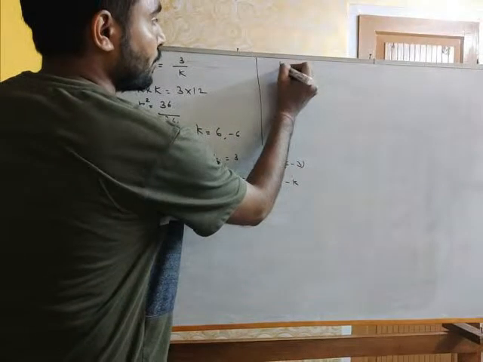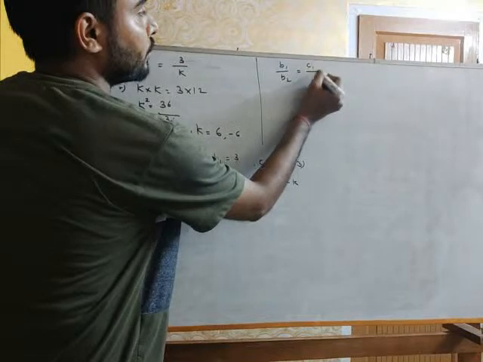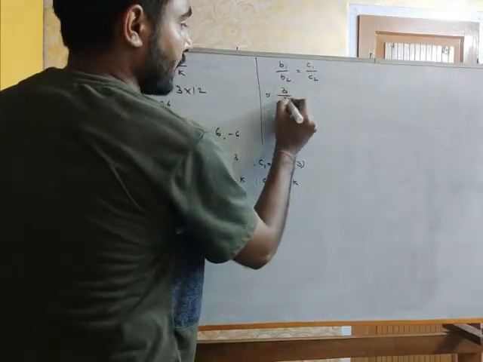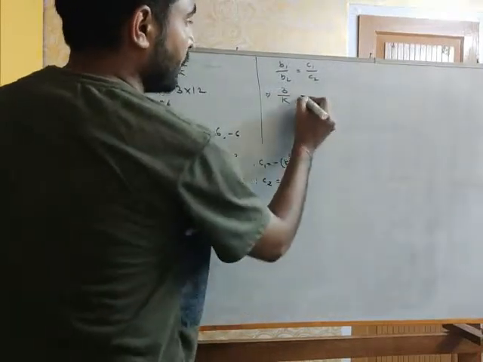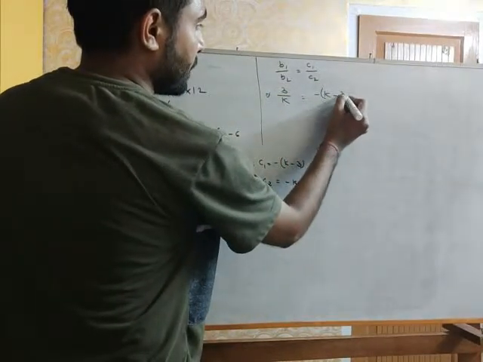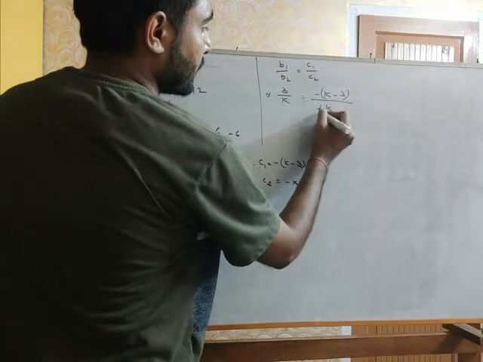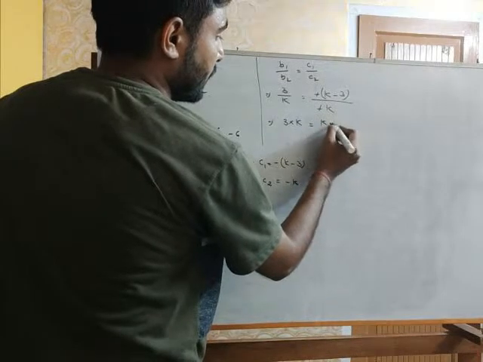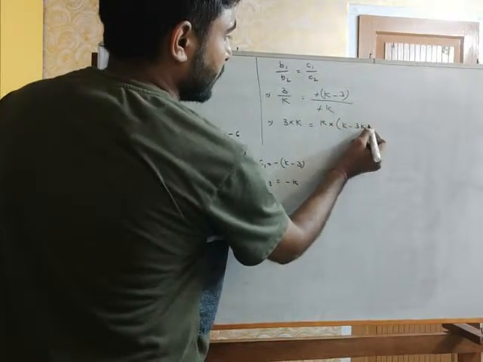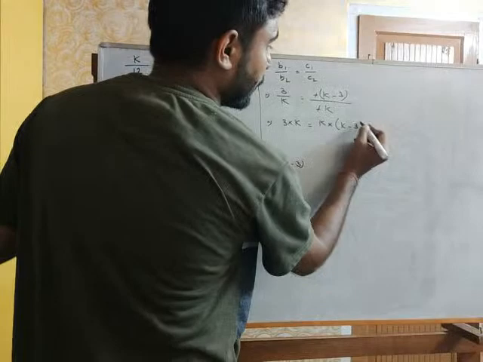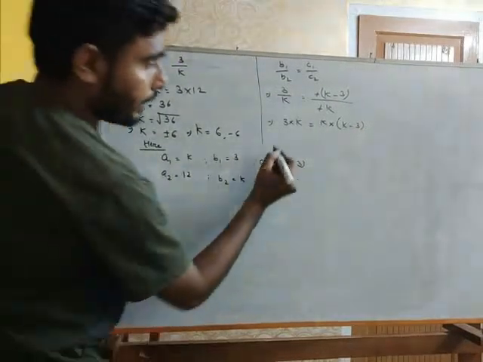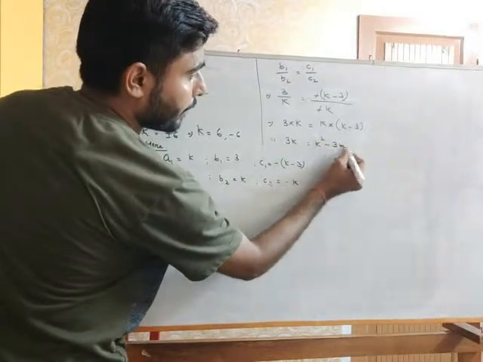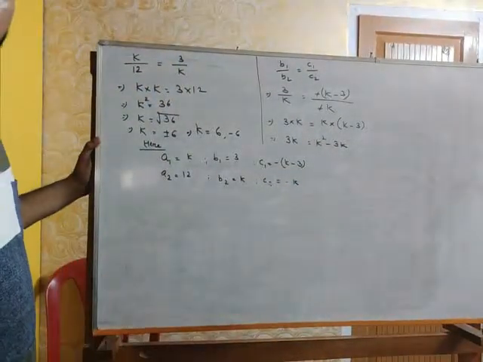Now the next condition is b1 by b2 is equal to c1 by c2. Here b1's value is 3 and b2's value is k. C1's value is minus of (k minus 3) and c2's value is minus k. Cancel the minus signs. 3 into k is equal to k into (k minus 3). So now 3 into k is 3k, and k into k is k square, minus 3k. Clear everyone? Are you getting it, all of you?